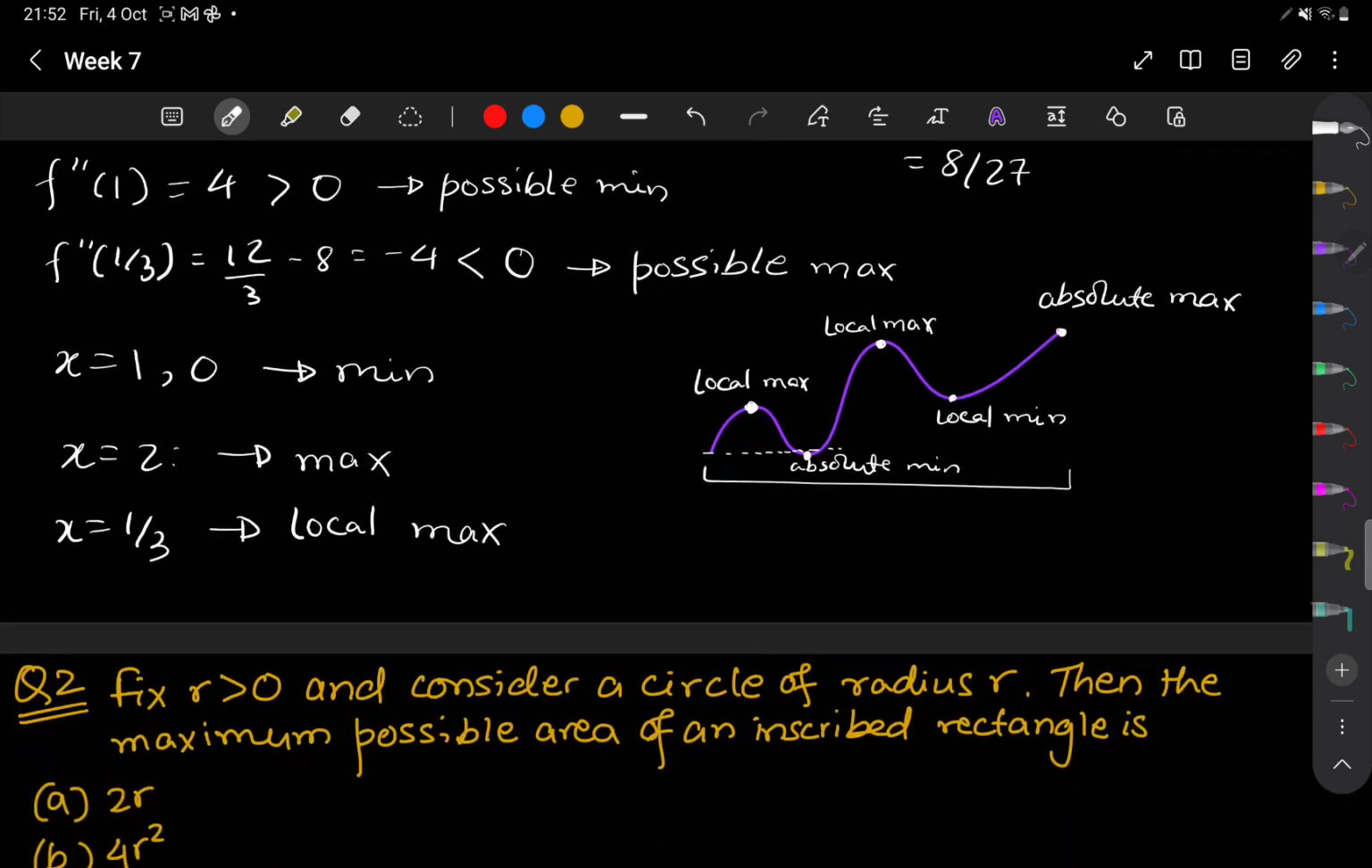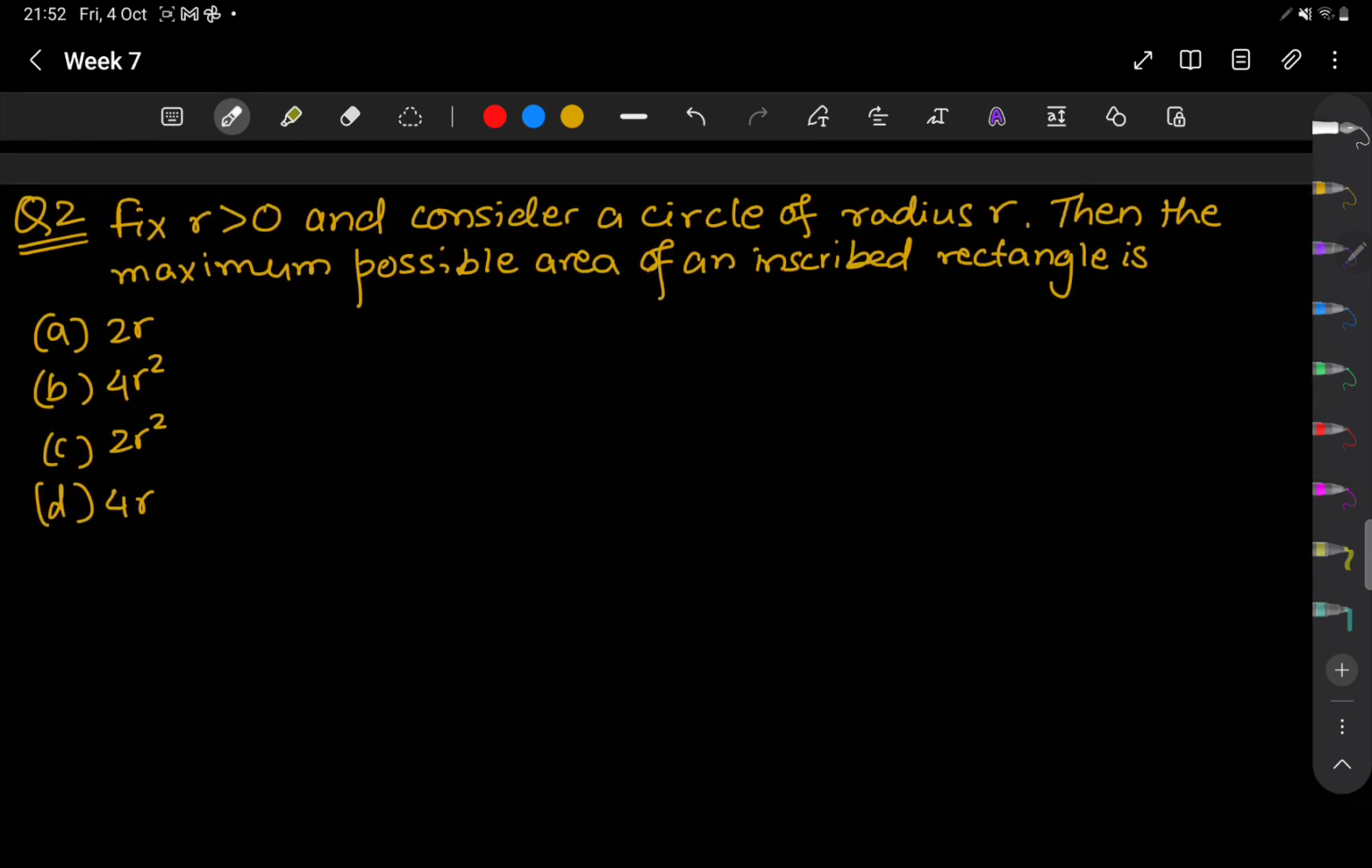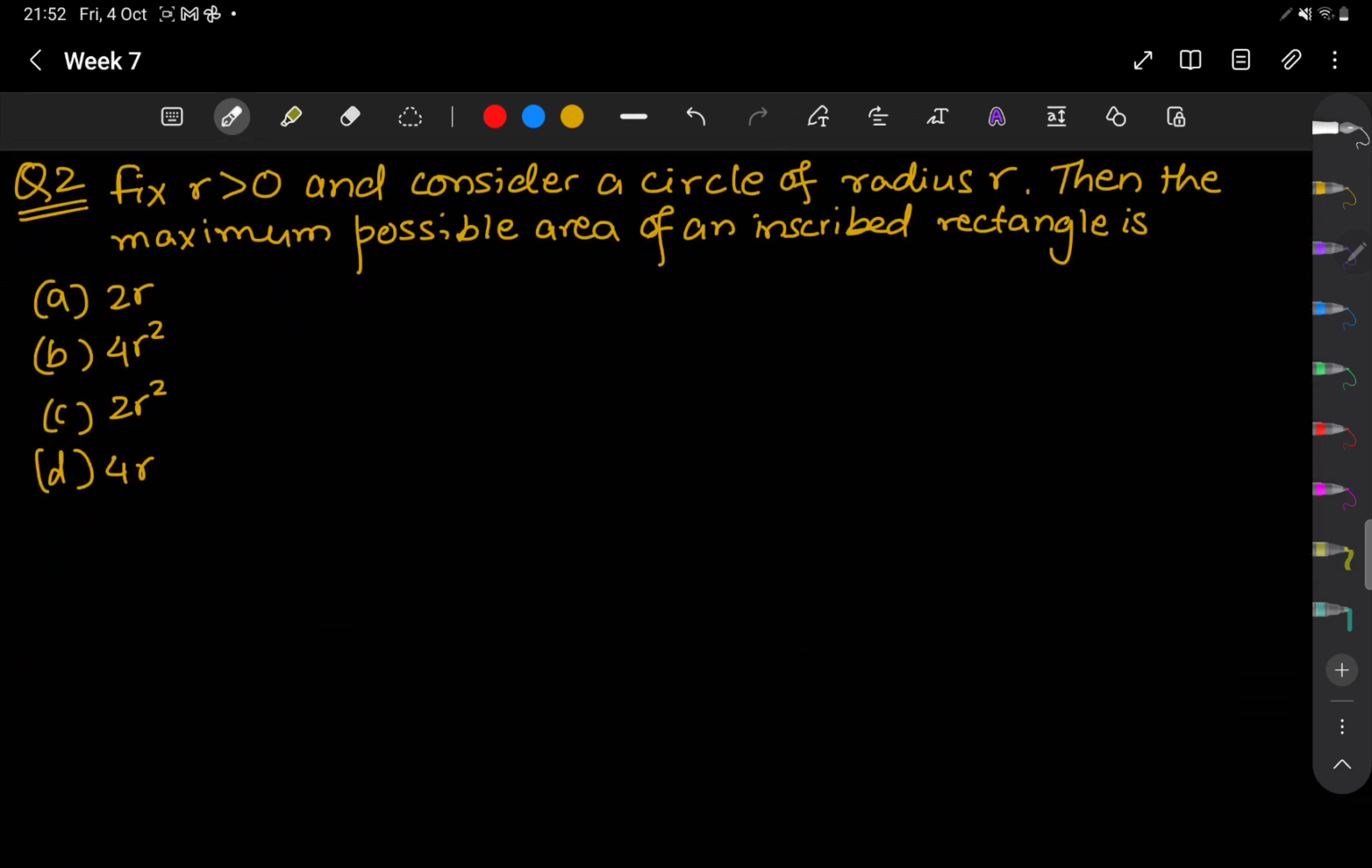So this is the distinction between local maxima and absolute maxima. Okay, so now we can proceed to the next question. Question number 2. Fix r greater than 0 and consider a circle of radius r. Then the maximum possible area of an inscribed rectangle is what?